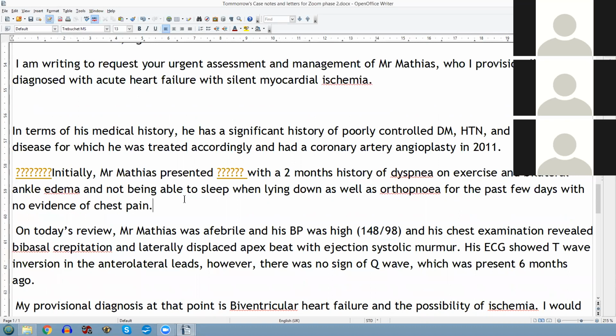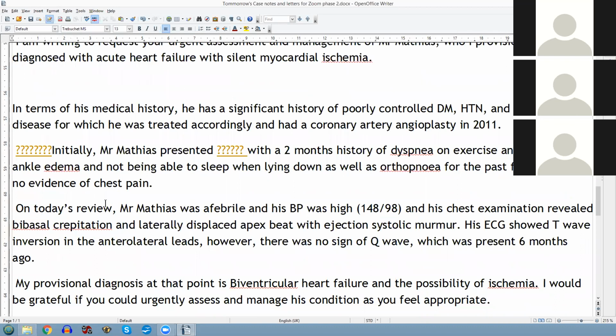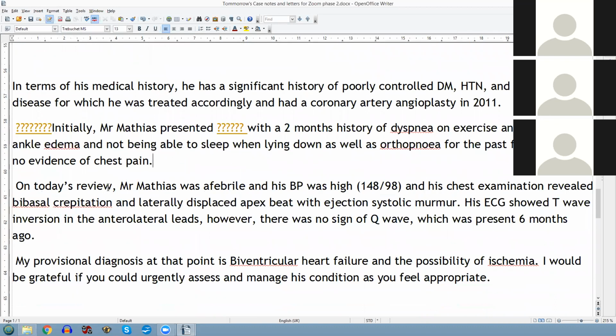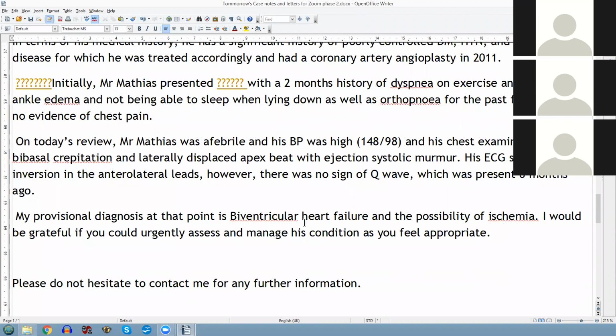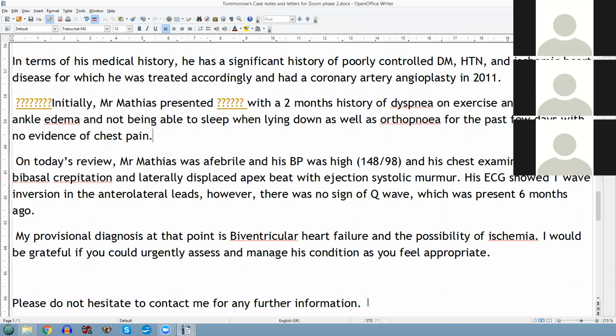And not being able to sleep and lie down the past few days with no evidence of chest pain. That sounds good, yeah? That sounds pretty good. And today's review was a febrile BP chest examination revealed no sign of Q was present 6 months ago. Okay. Now this isn't bad at all.